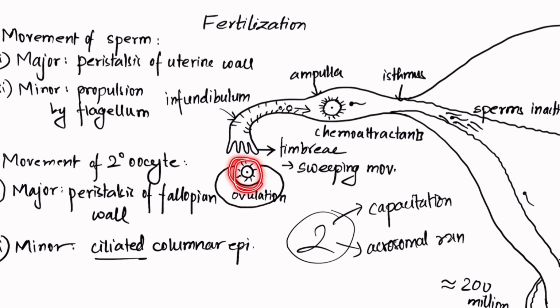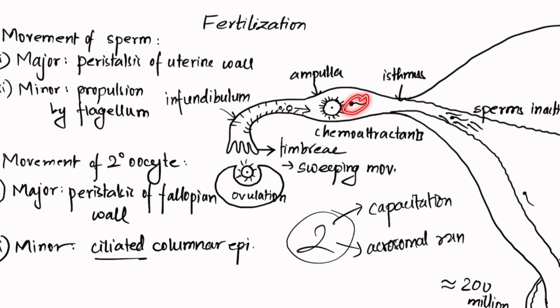After ovulation, the secondary oocyte gets ovulated out, which gets collected by the sweeping movement of fimbriae. Once the egg reaches inside the infundibulum, it travels with the help of the peristaltic movement of the fallopian tube and the cilia of the ciliated epithelium and reaches the ampulla. A certain part of the secondary oocyte called cumulus oophorus secretes chemoattractants that attract the sperms and activate the sperms.